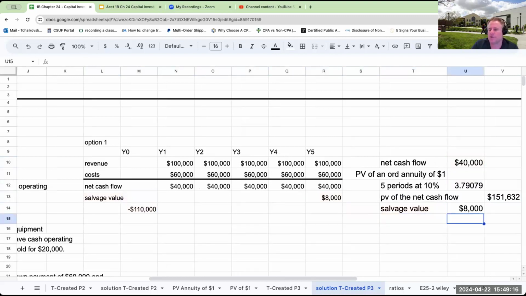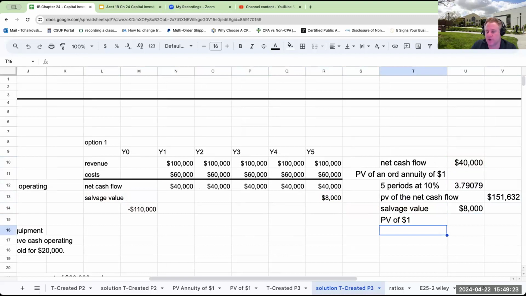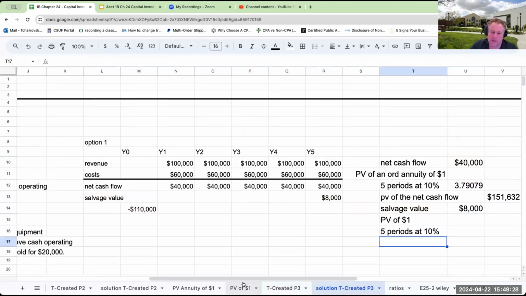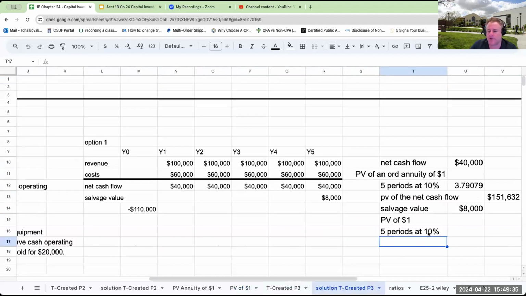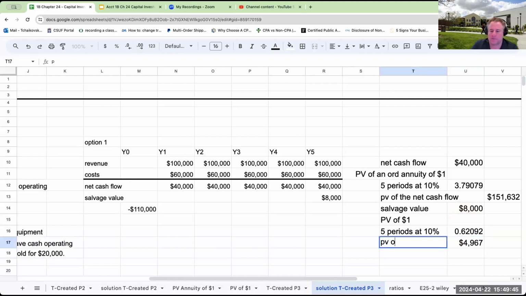Now, for the salvage value, this is a one-time payment happening 5 years from now. So since this is a one-time payment, I'm going to use the present value of $1. 5 periods at 10%. Come over here, present value of $1, 5 periods, 10%. This is going to be 0.62092. So the present value of the salvage value is going to be 4,967.